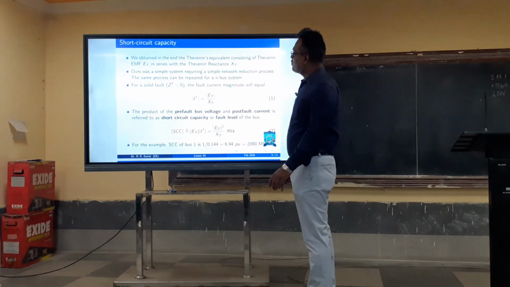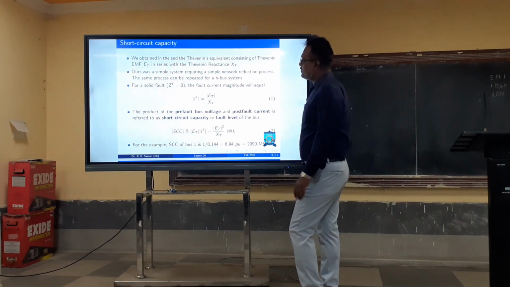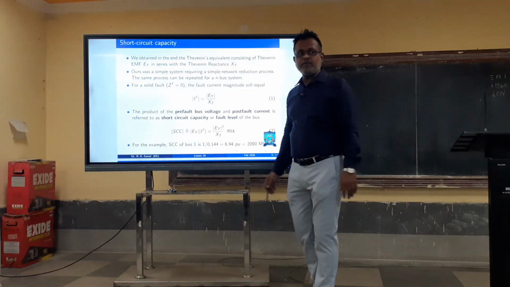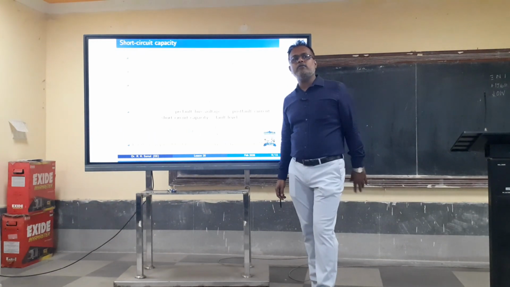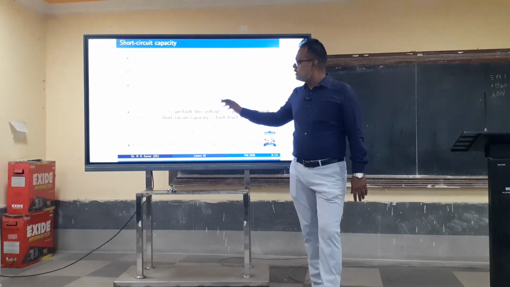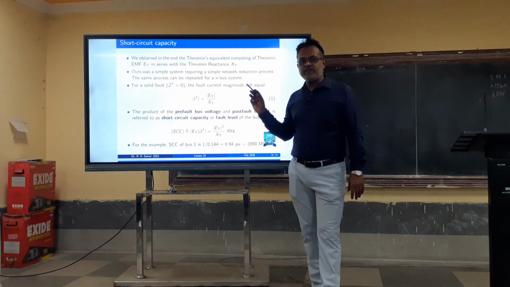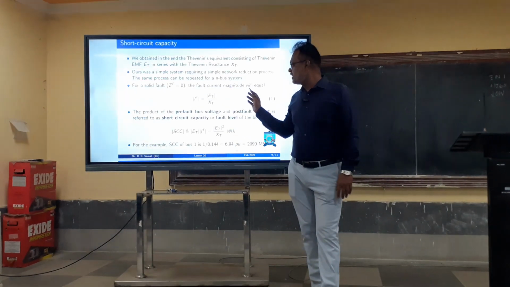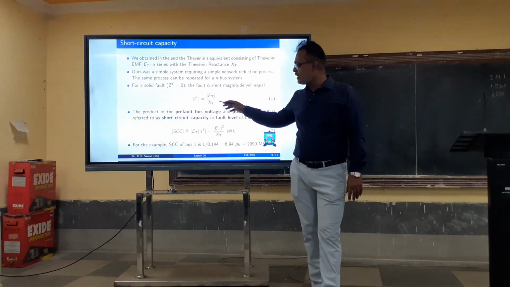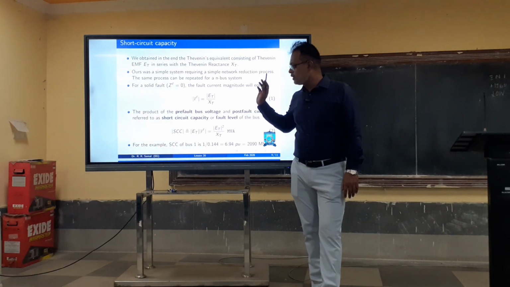Ours was a simple system requiring a simple network reduction process. The same process can be repeated for an N-bus system, but we don't do it in this manual way. We rather follow the Z-bus method. So for a solid fault where ZF is 0, the fault current magnitude will be equal to simply ET by XT. Okay. Now write down this.